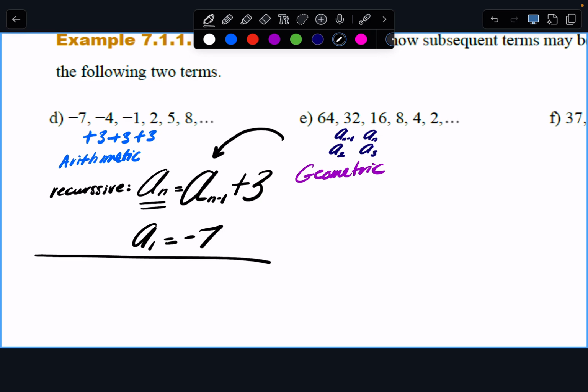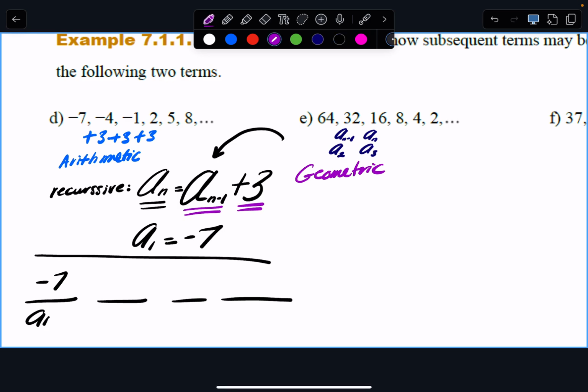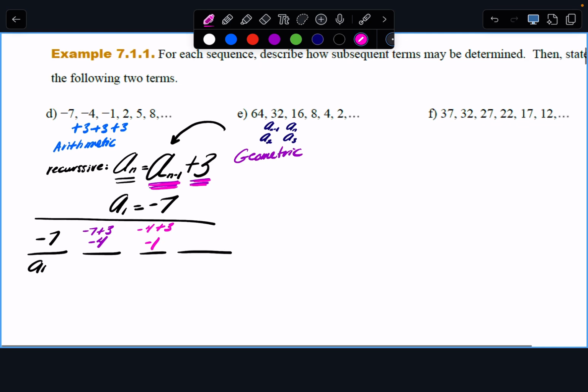Sometimes they just say, given this information, find the first 4 terms. So you'd go like this, 1, 2, 3, 4. You would start with a sub 1 is -7. True? Then you would say, if this is my formula, I take the previous term and add 3. So wouldn't that be -7 plus 3? Yes, which is -4. Then you would say, now I'm going to take the previous term and add 3. So isn't the previous term now -4 plus 3? Which is -1, and so on and so forth. So that's how that formula works.